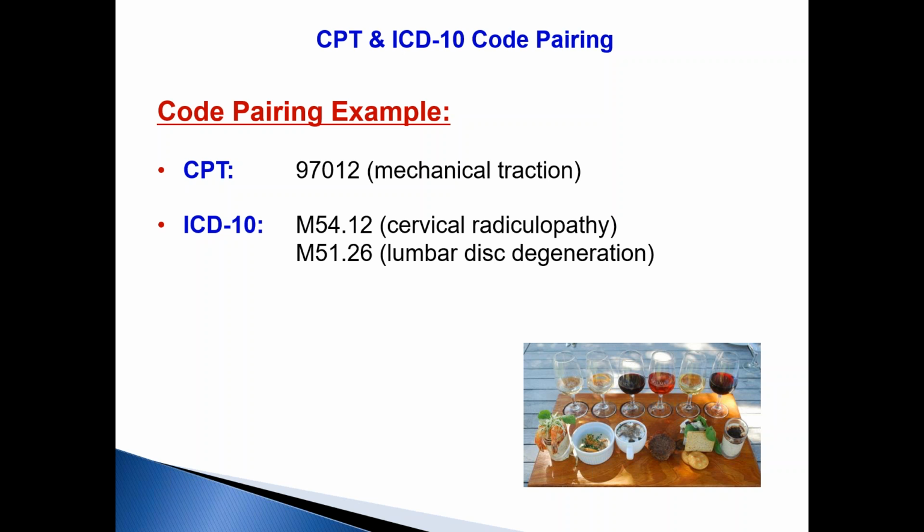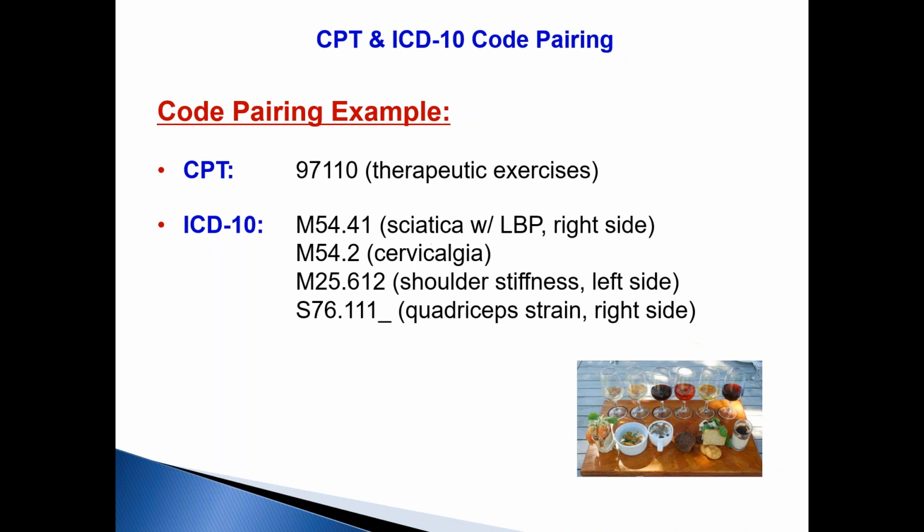They're fun. I've been to many food and wine festivals. They're fun, and you learn how to pair your food with wine, like in general, red meat with red wine and fish with white wine. So here we go. CPT code traction 97012, mechanical traction, pairs beautifully with cervical radiculopathy or lumbar disc degeneration. And then we have therapeutic exercises. That's to increase range of motion and flexibility, strength, endurance. So that code pairs beautifully with sciatica, shoulder stiffness, strained quadriceps.